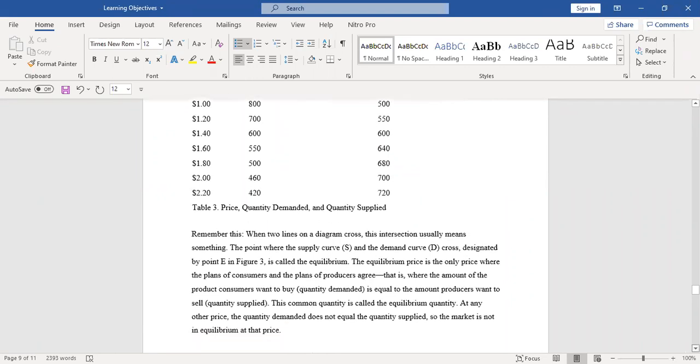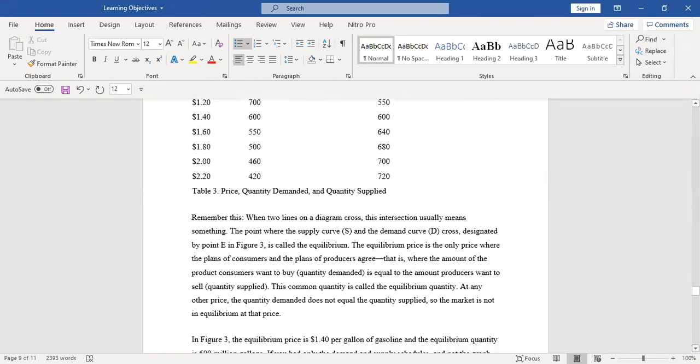When two lines in a diagram cross, this is just for you all to understand. I just put this in for you all to understand the graph, right? Because I know some people, if you're just looking at these notes on your own, you will be a bit confused. When two lines in a graph cross, the intersection usually means something. The point where the supply curve S and the demand curve D cross is labeled point E. This is called the equilibrium.